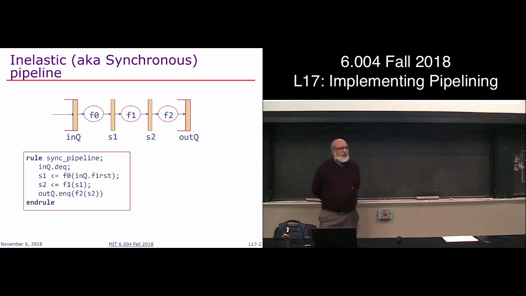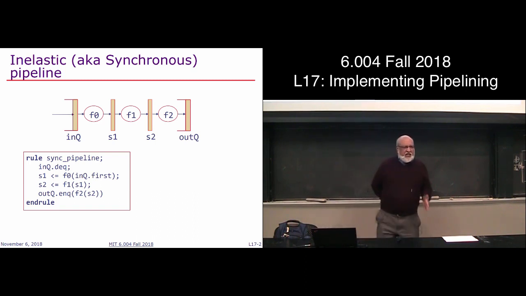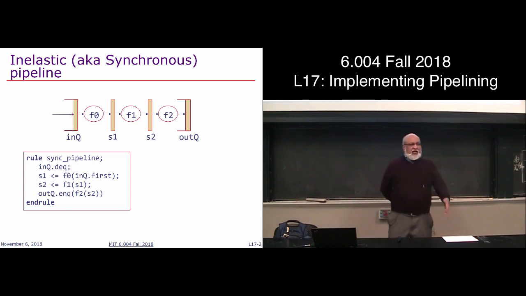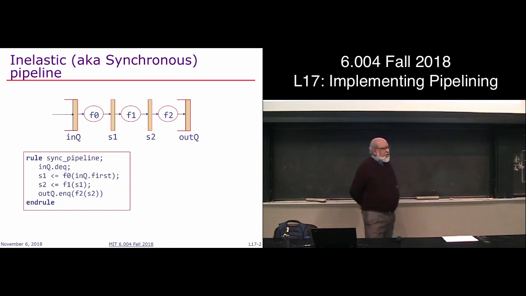If you want to write it down as a rule of what's going on, I think it is quite straightforward that in this rule, which I'm calling synchronous pipeline, you dequeue the input and enqueue the output, right? And in S1, you store F0 of whatever input you got. In S2, you store F1 of whatever you had in S1. And then you take whatever was in S2 and put it out in the output queue: output queue enq is F2 of S2. So it seems, I think, pretty straightforward to write this.